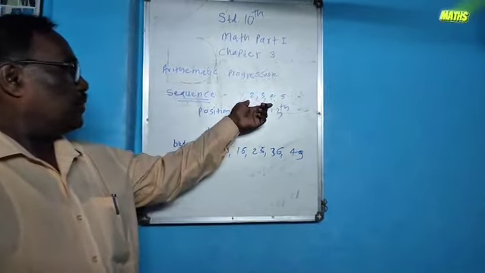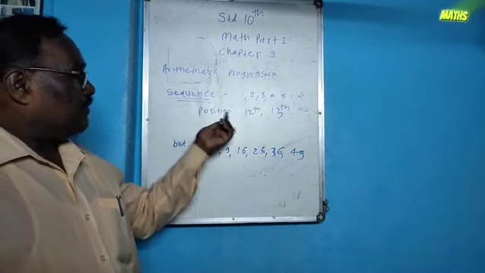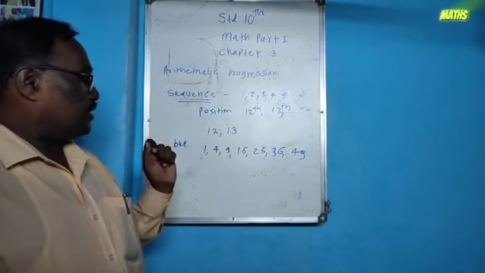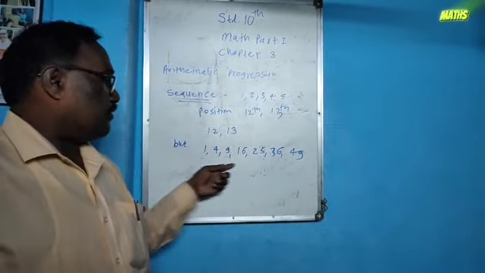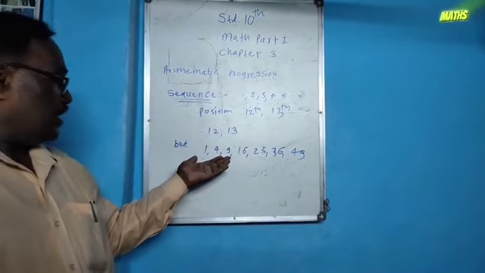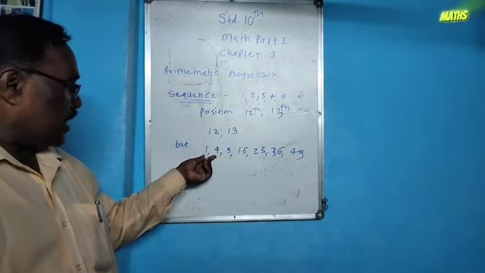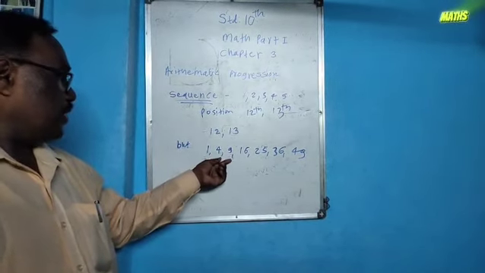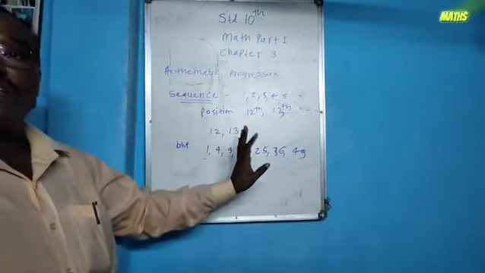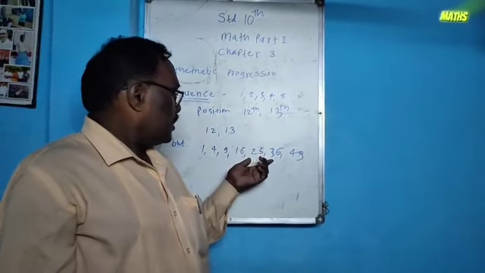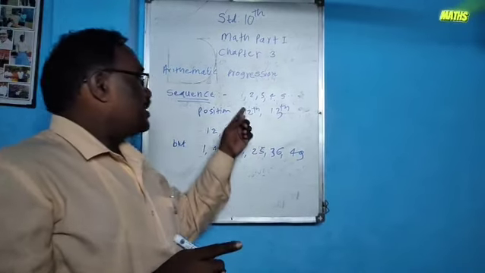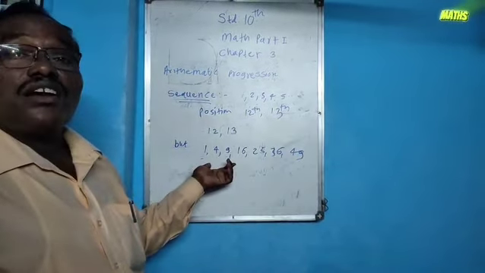In these numbers, the difference is 1. The difference between two numbers is 1. But in this sequence, the difference is not the same. Here the difference is 3, here it is 5, here it is 7. Means the difference is the subtraction, and it is different each time. This is a sequence, but these are not the same kind of sequence.